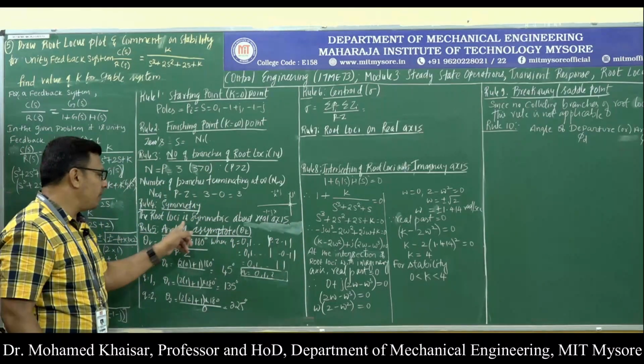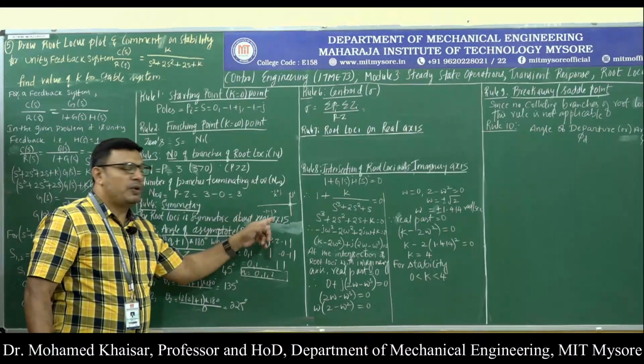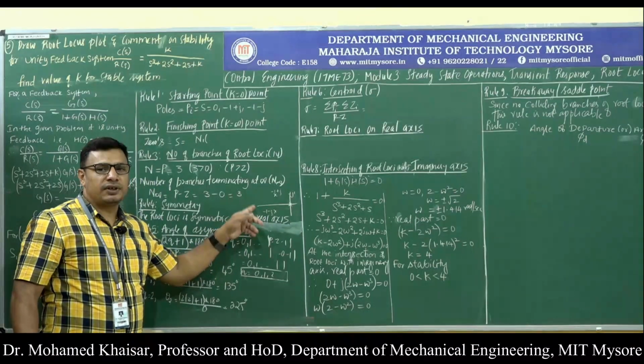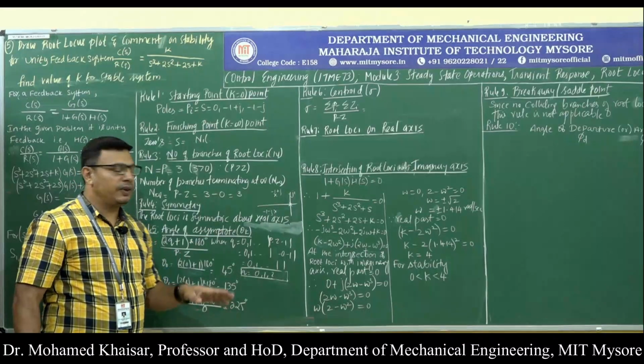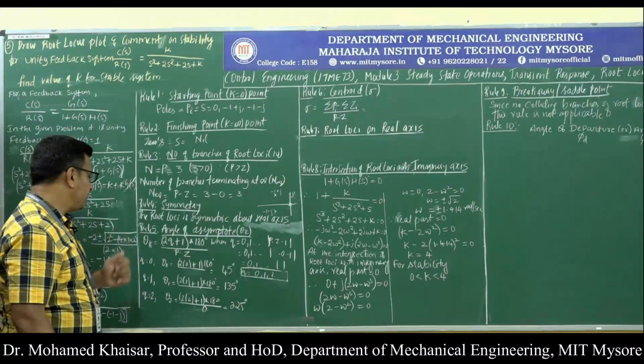As a further extension, you can add this comment: even though two poles are not lying on the real axis, they are lying at equal distances from the real axis, because of which the axis of symmetry continues to be the real axis. This is what we can say.